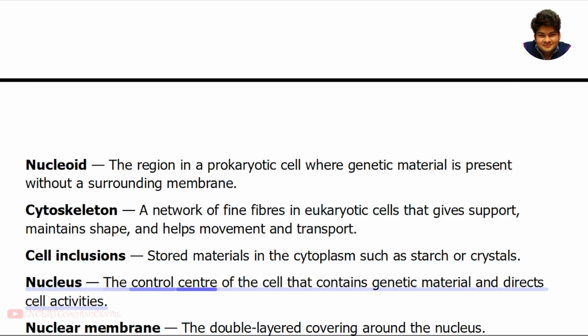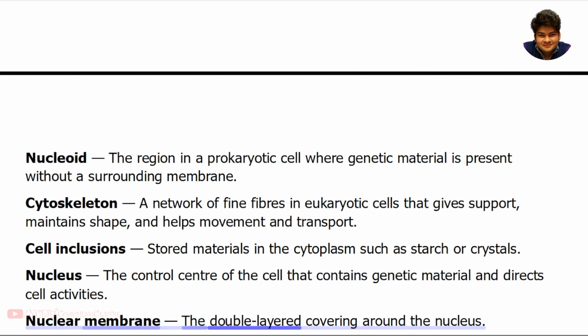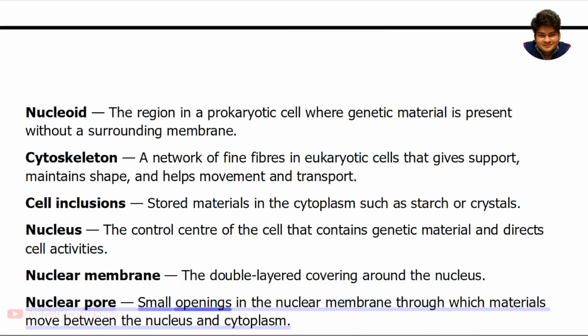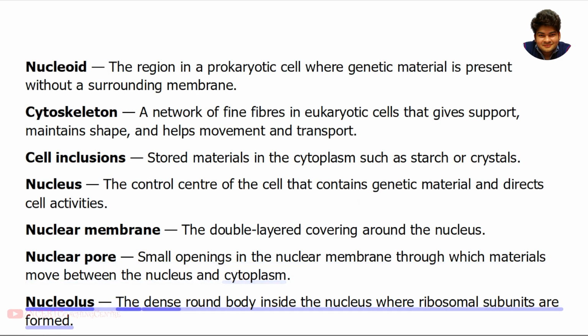Nucleus, the control center of the cell that contains genetic material and directs cell activities. Nuclear membrane, the double-layered covering around the nucleus. Nuclear pore, small openings in the nuclear membrane through which materials move between the nucleus and cytoplasm. Nucleolus, the dense round body inside the nucleus where ribosomal subunits are formed.